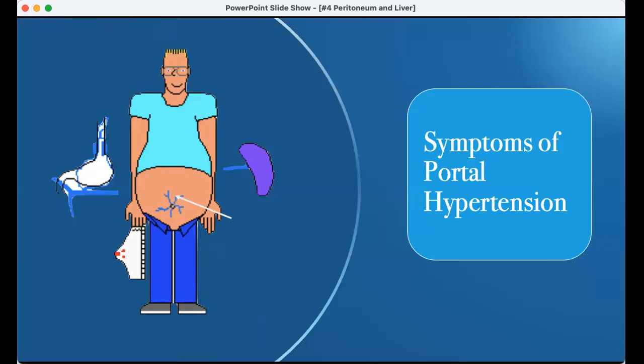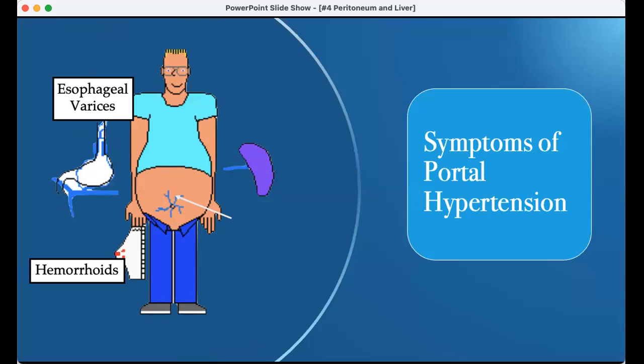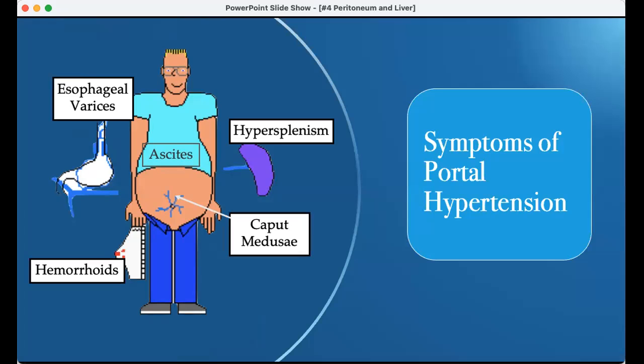The symptoms of portal hypertension include esophageal varices. So they get these big distended vessels within the esophagus. Splenomegaly, hemorrhoids, all of those things are signs of ascites and portal hypertension. And this is another sign. It's called caput medusae. So it's right around the umbilicus. You get these big distended veins.